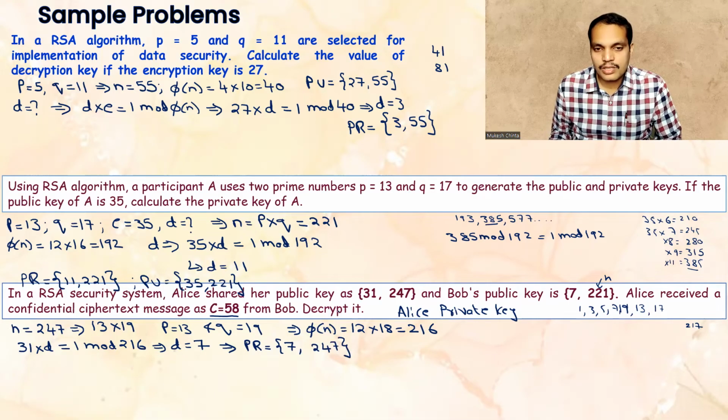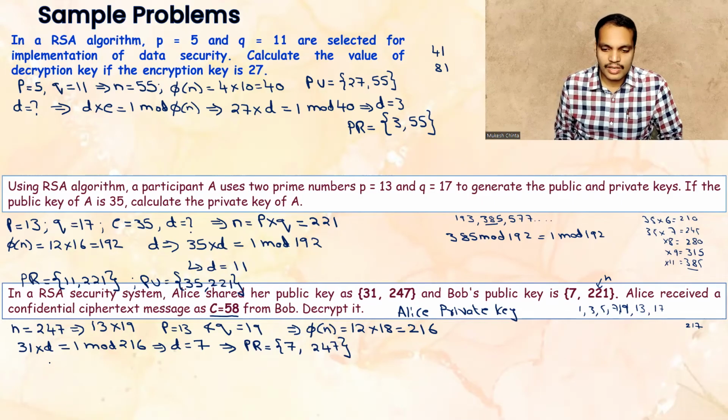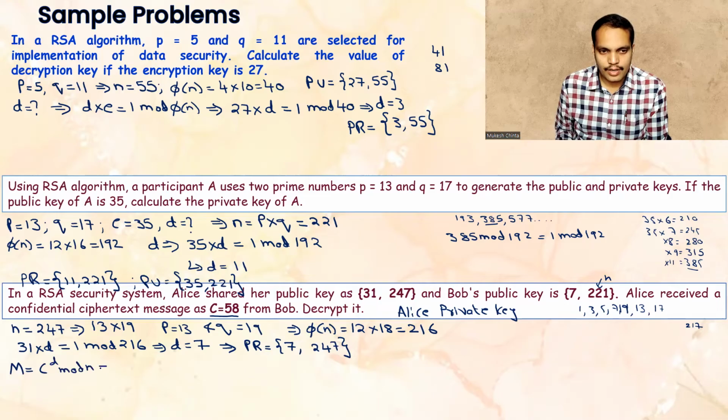But they didn't ask me just the private key of Alice. They asked me to decrypt the ciphertext. So I have already received a message. Now what do I do? The message M is equal to C power D mod n, isn't it? We already have the C value, which is given as 58. So 58 to the power of D, which is 7, mod 247.